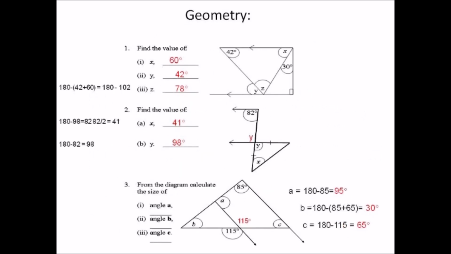Okay, more geometry. The x would be 60, y is 42, and z is 78 for number 1. Number 2, x worked out to be 41, and then y is 98. And for number 3, a worked out to be 95, b is 30, and c is 65. I'm showing you the workings, guys, to help you see how I got those answers. So just look at my workings in order to assist you in getting the answers.